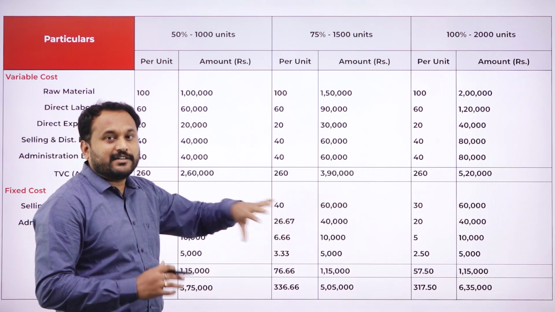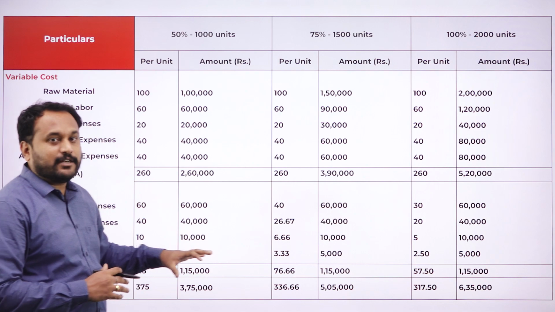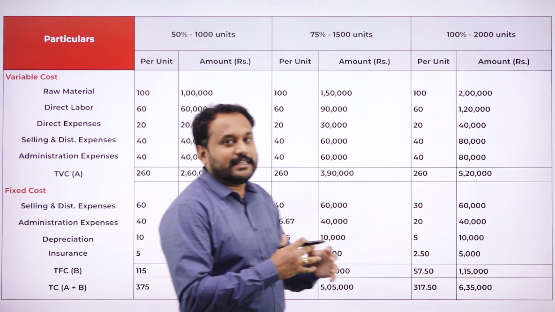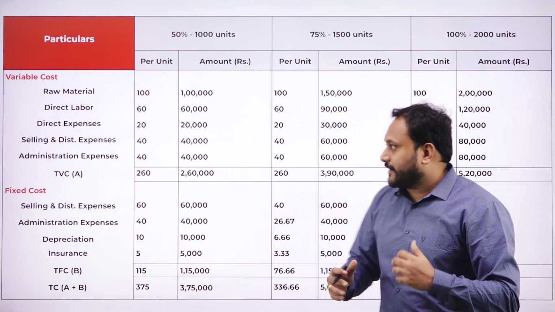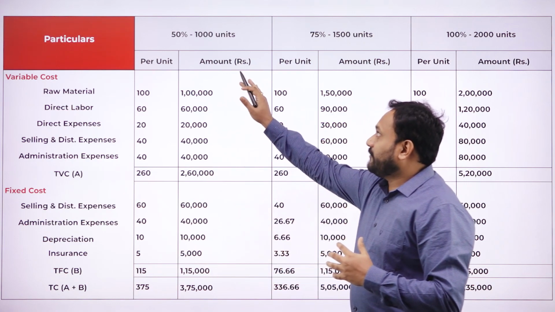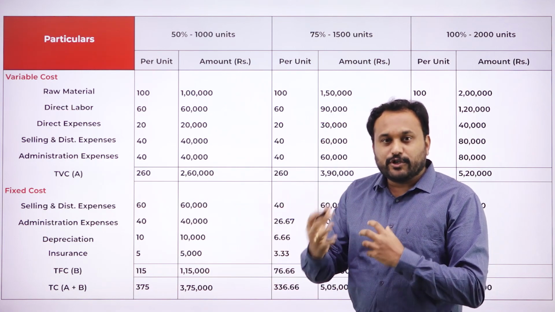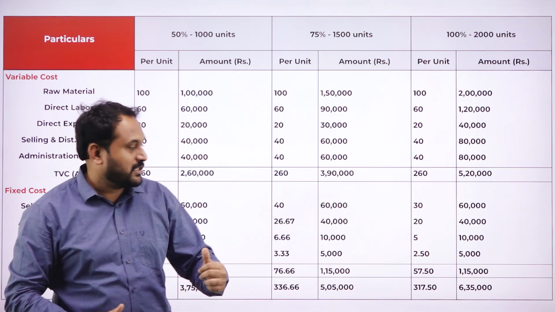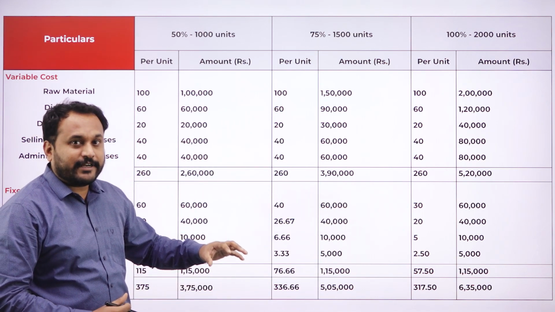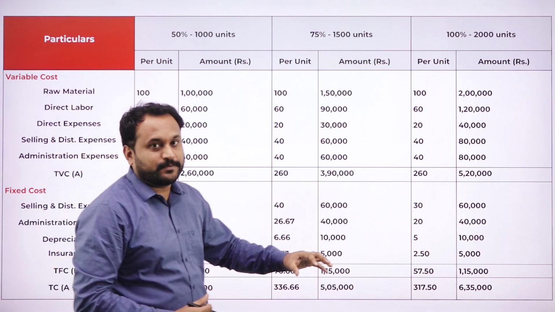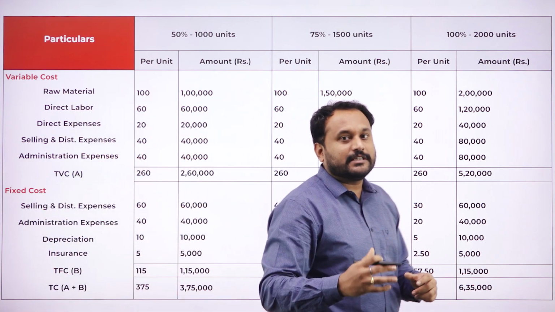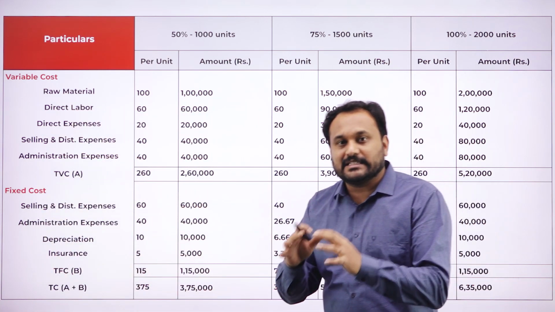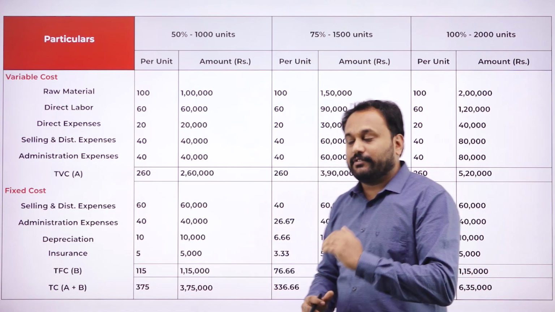So here, students, we have calculated 50%, 75% and 100%. I'll show you a difference here, so you will get to know why these things happen. If you carefully understand, at 50% if we produce 1000 units, at 100% it will be 2000 units. But I want you to concentrate more on the total cost. The more you produce, the total cost per unit becomes less.